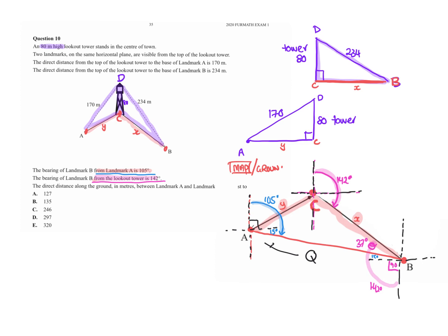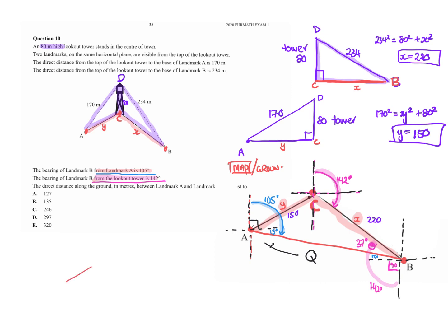With this, we can just use Pythag, where we can say 234 squared equals 80 squared plus x squared, and you can do solve and find out what x equals. And over here we'd have the same thing, but 170 squared equals y squared plus 80 squared, and you can solve and we'll find out what y equals. So I just found them out. So I know x is 220 and y is 150.